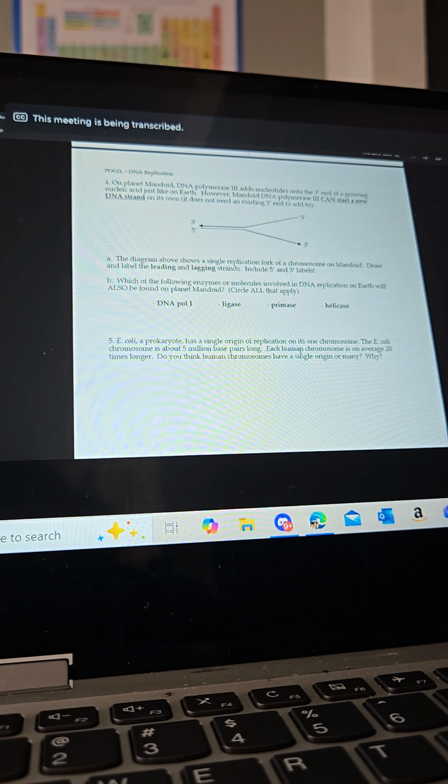So you still need to be able to ligate them together because those replication forks are still going to come together. You still need helicase to unzip everything, but we don't need those other two things.